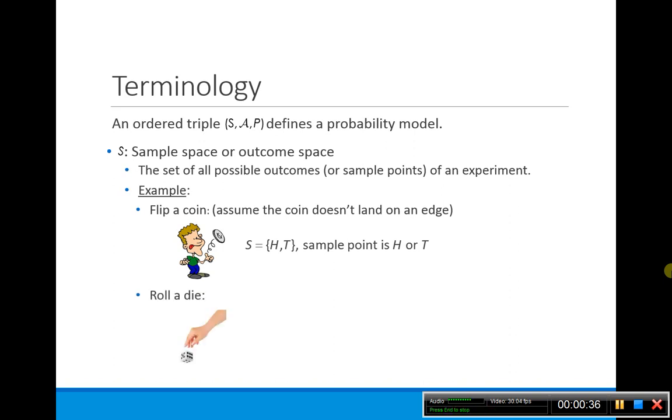If you roll a die, what are the possible outcomes? 1, 2, 3, 4, 5, and 6. So that is your sample space, and one of those is called the sample point.